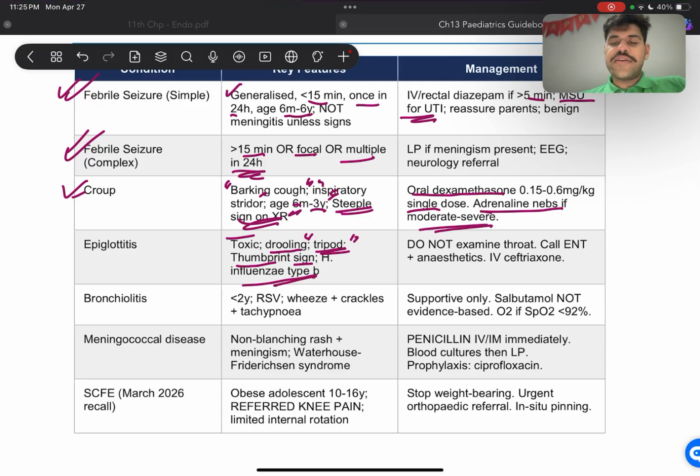H. influenzae type B is the causative agent. We do not examine the throat, we don't do anything, we just stabilize the patient, we calm them down, and we call the ENT and anesthetic. Now, the drug of choice for this is IV ceftriaxone, but they don't ask about it. They usually ask what's the next step, which is we call the ENT, and we do nothing.